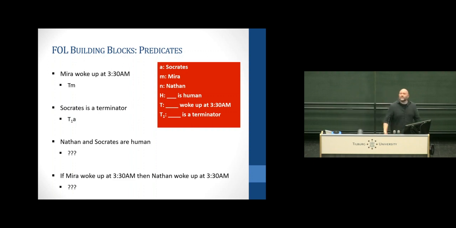Nathan and Socrates are human. So importantly, what we've got to do is keep them as separate sentences, right? So we read this as Nathan is human and Socrates is human. We've got the basic idea. We'd say Nathan is human, which is HN. And then how do we say and? Yeah, the conjunction. Nice.